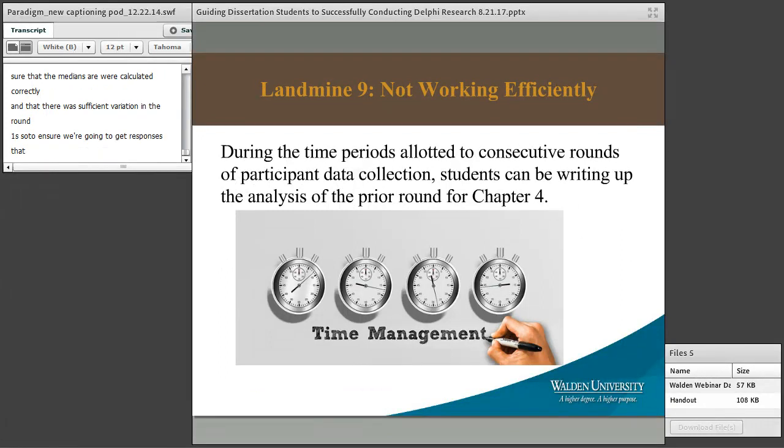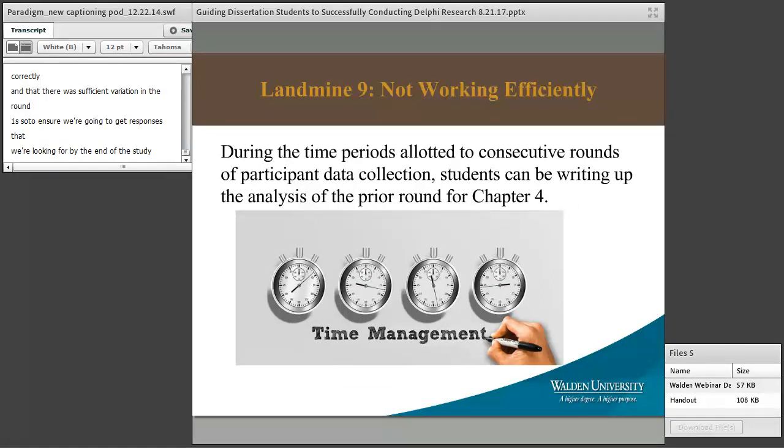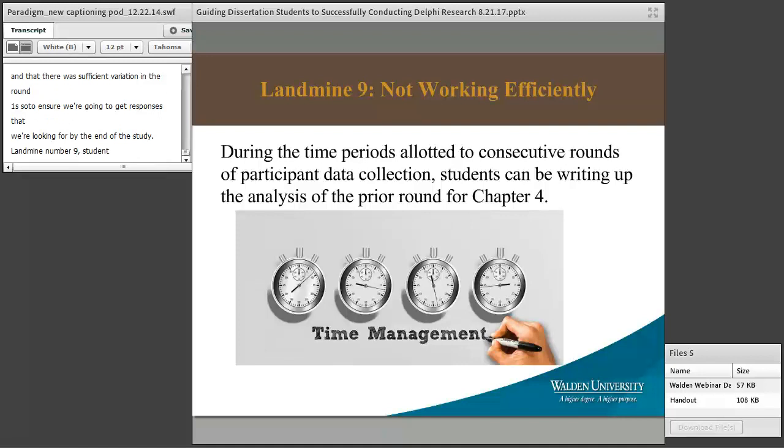Landmine number 9, student is not working efficiently. One of the upsides to a Delphi study is that there are these separate rounds. As the students are pushing out the survey for the next round and participants are taking a week or 10 days to complete the survey, the student could be writing up the results of the prior round. So it's a really nice and efficient way to move the student along so they're not just sitting there twiddling their thumbs and waiting.